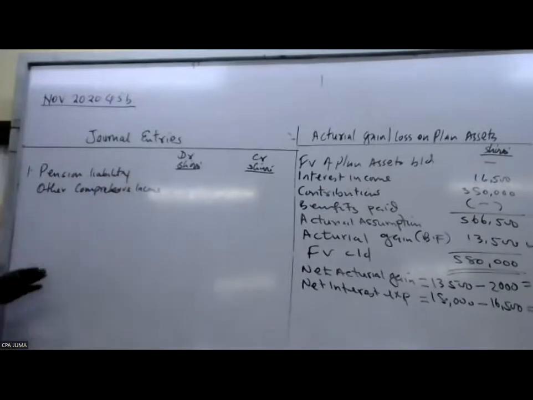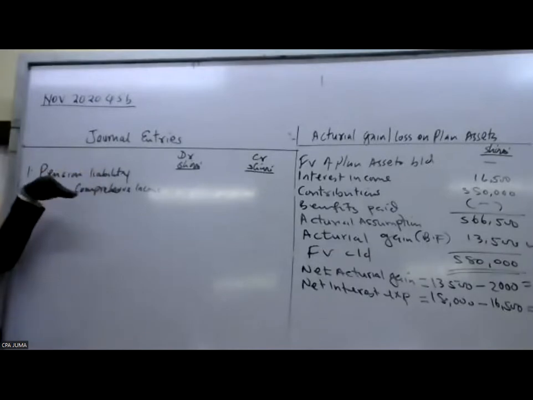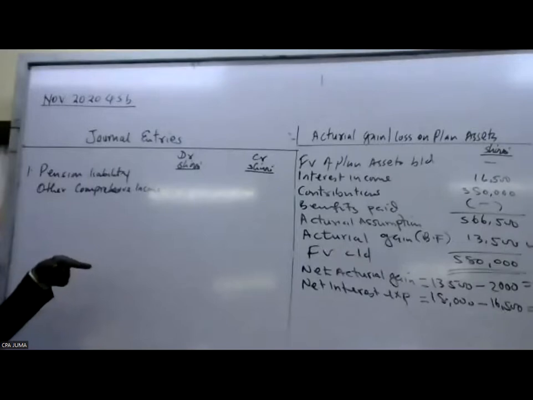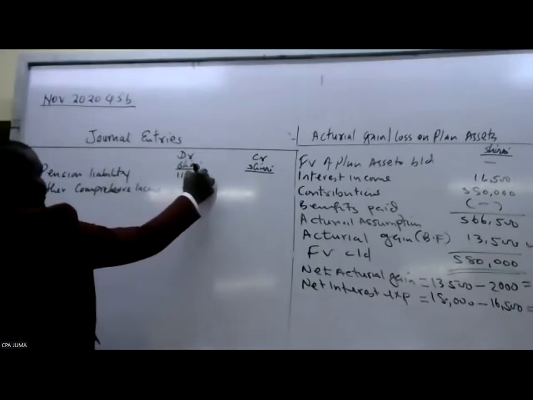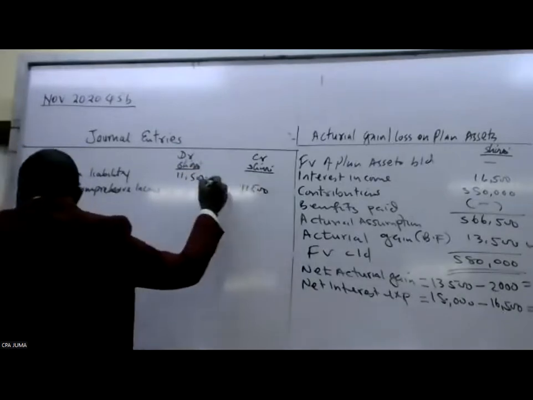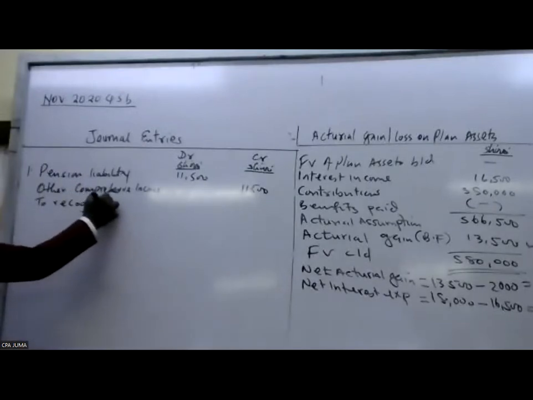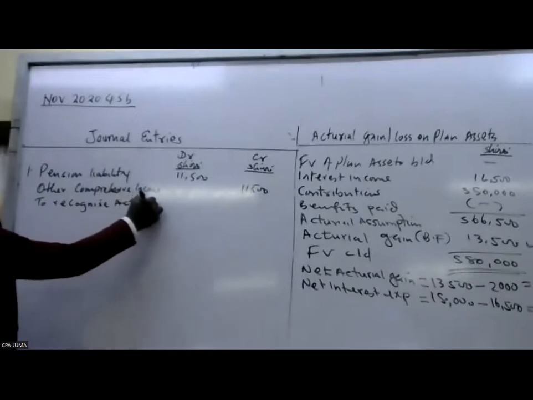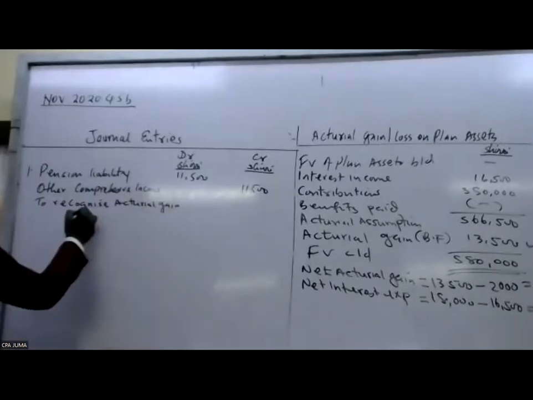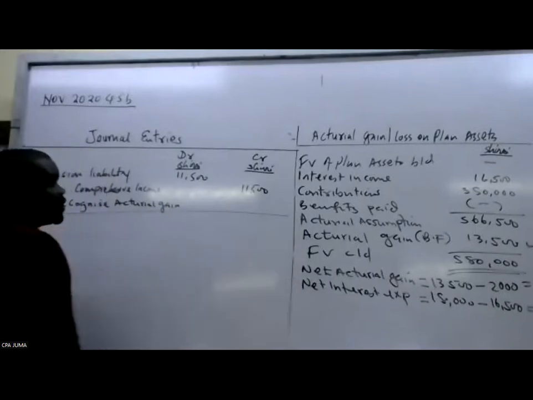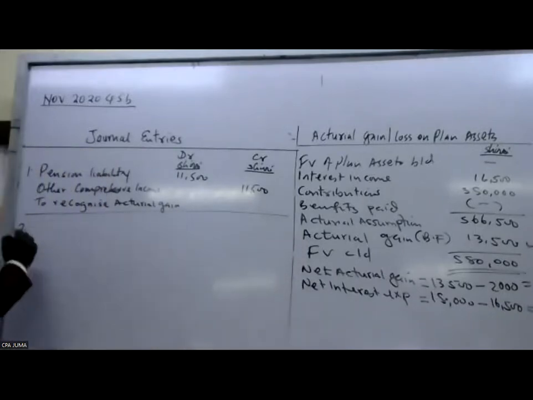Because pension liability, when you have an income, it will reduce the liability. A reduction in liability is a debit, because the liability account is credited. So if you reduce the liability, you debit the account. And the gain will reduce the liability. So 11.5. To recognize the actuarial gain.